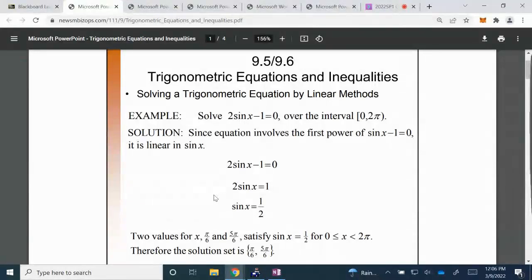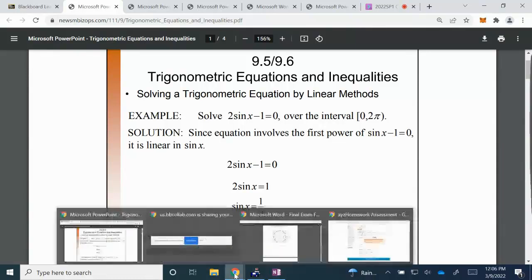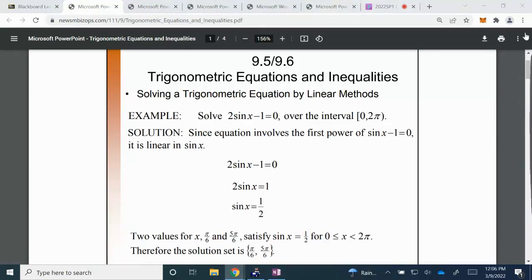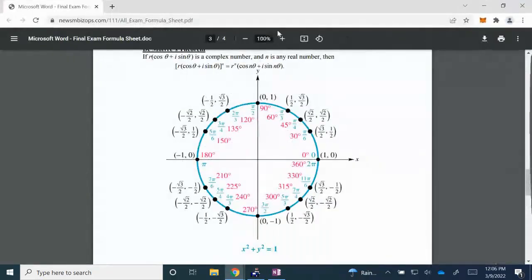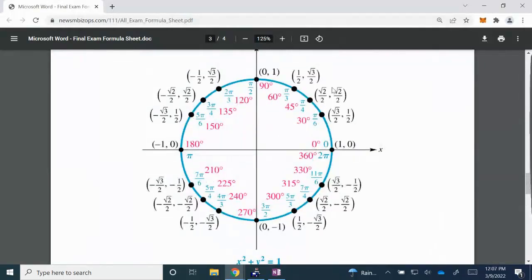When we solve trig equations, you want to keep in mind that the answer to any trig equation is an angle measure. So the answer to any trig equation is an angle measure.